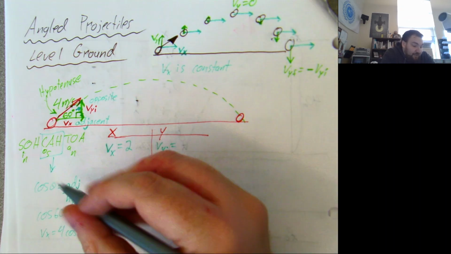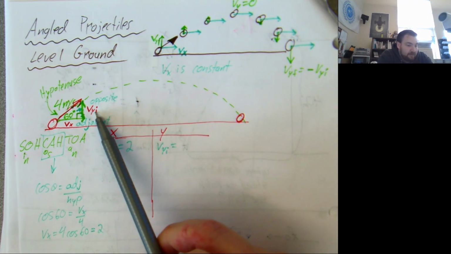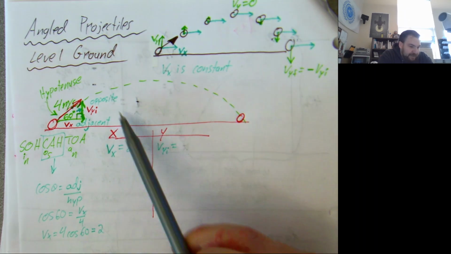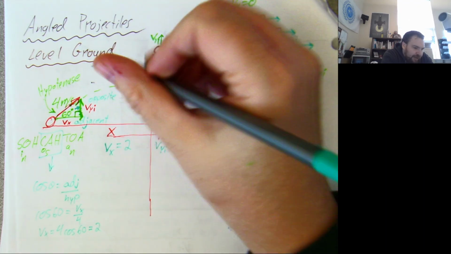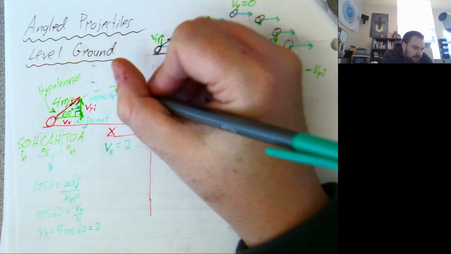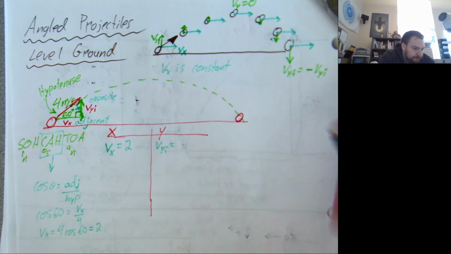So we've got a value for Vx. Vx is 2. Let's find Vyi. I'm going to go up. I'll do it up inside here. And we're going to have, you know what? No, I'm going to do it over here.